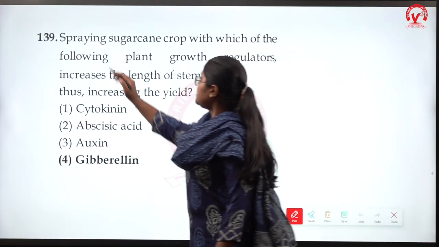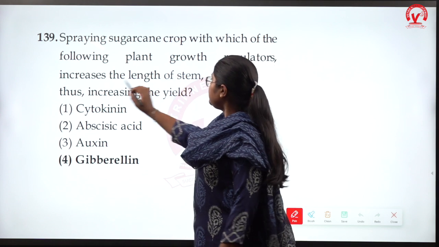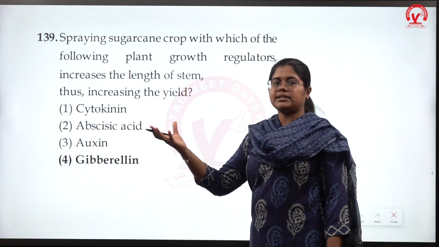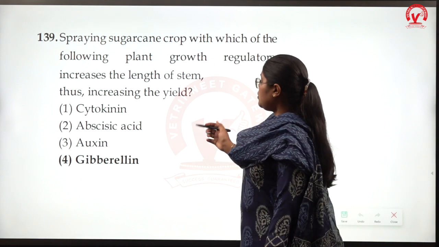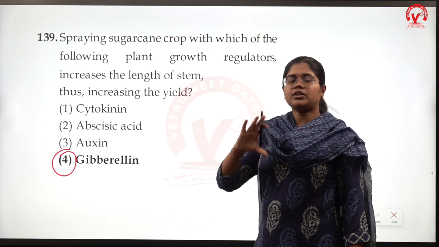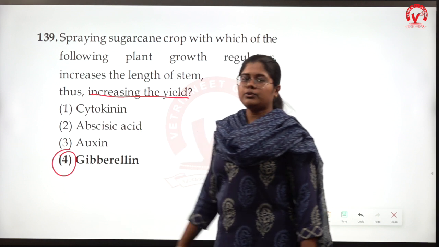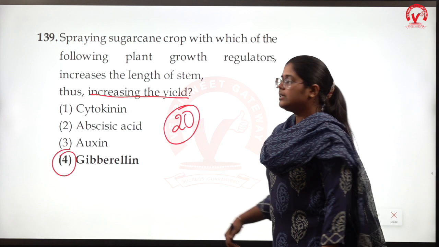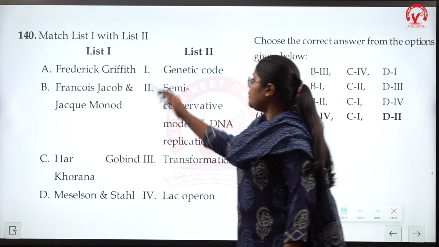So next question, spraying sugarcane crop with which of the following plant growth regulator increases the length of stem, thus increasing the yield? So in sugarcane, the economic part is stem. If the stem length increases, we get more yield. So gibberellins are sprayed to increase the internode elongation. So when internode elongation happens, we get an increase in yield. So a 20 tons per acre increase in yield has been reported, we have a data in NCERT.